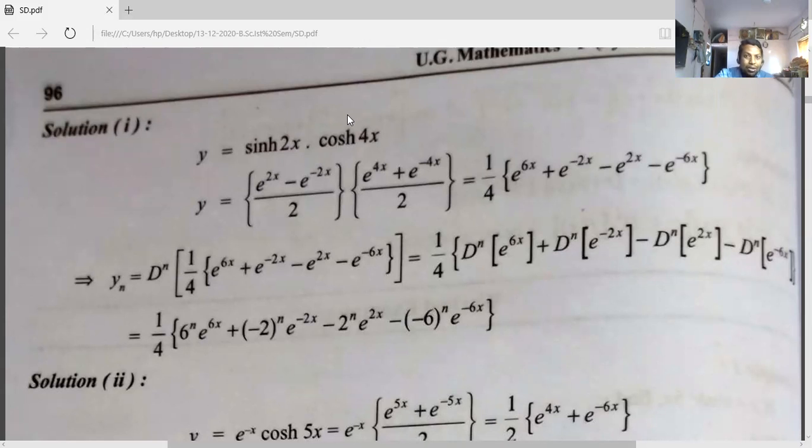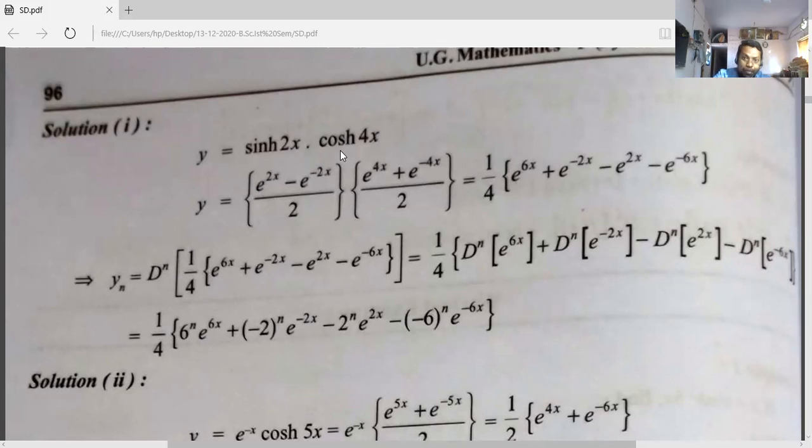Now here you don't have the nth derivative directly for sinh 2x as well as cosh 4x, as the product of these two you don't have it directly. First you have to write the sinh in terms of the exponential function as well as cosh in terms of exponential function, by using the definition of the hyperbolic functions, that is sinh x and then cosh x.